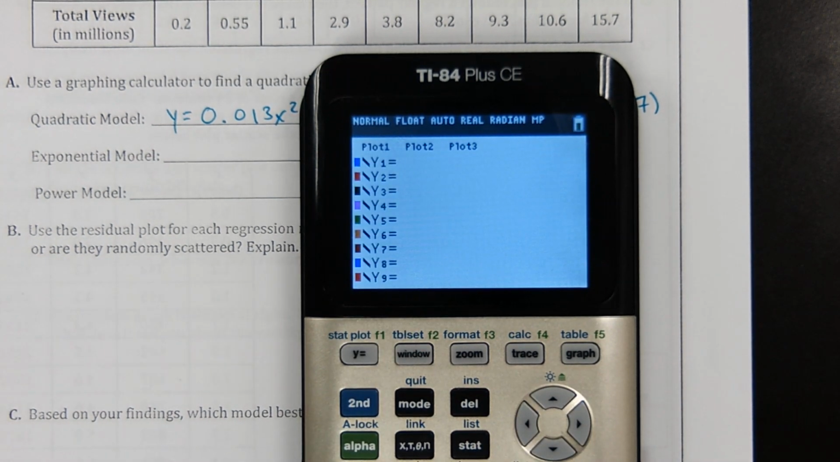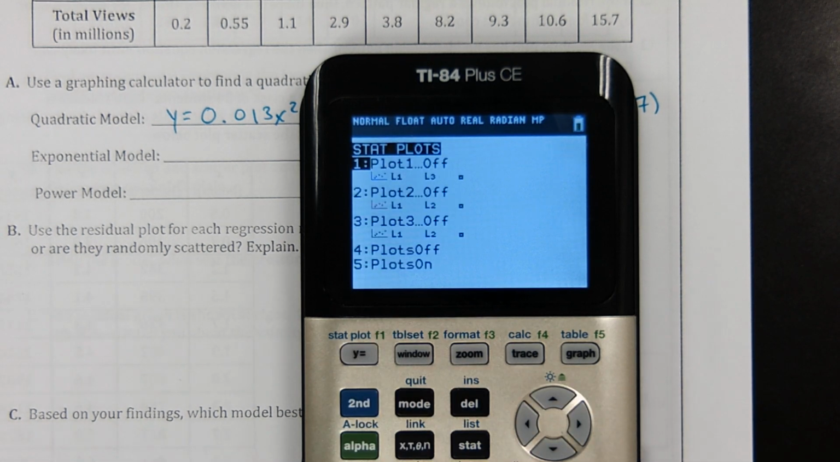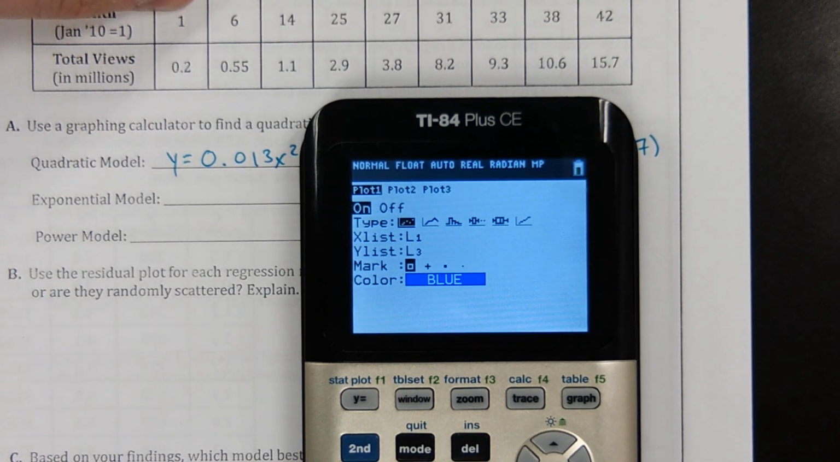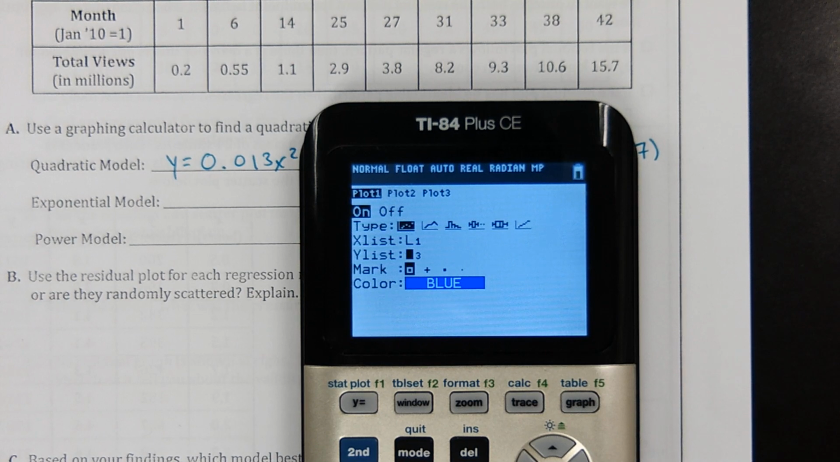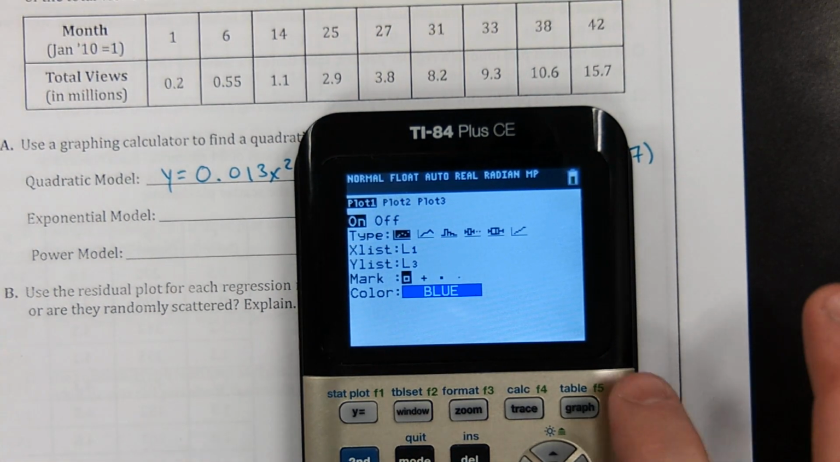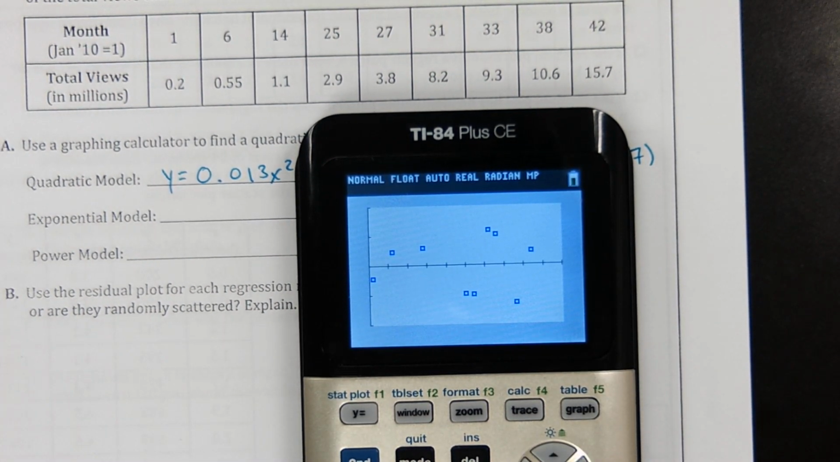Now I'm going to go to my y equals menu. And I'd like you to see that I have no scatter plots turned on. I'm going to do a second stat plot because I want plot 1 to be on, and I want it to be L1 versus L3. L1 was my x values. L3 was my residual values. Now when I hit graph, I should have that many residual plots, or dots, excuse me. There they are.